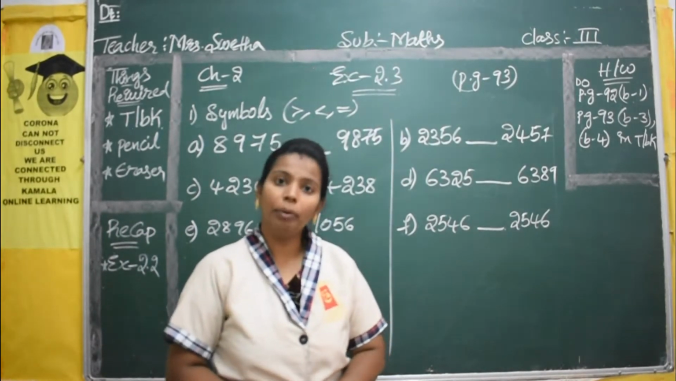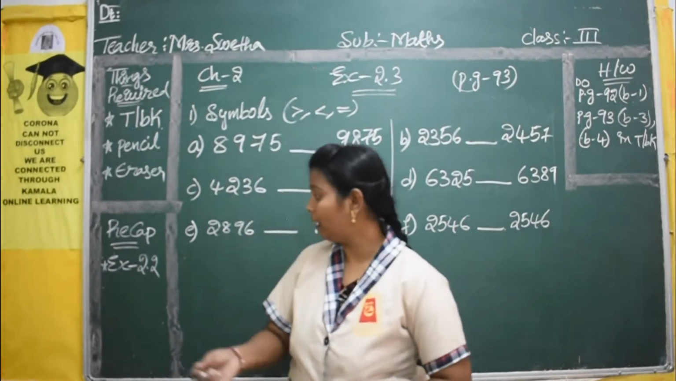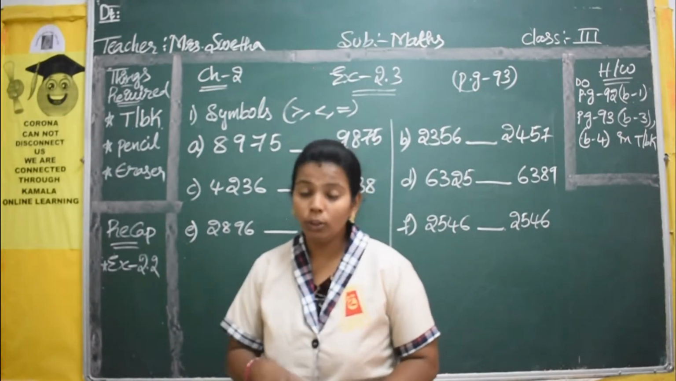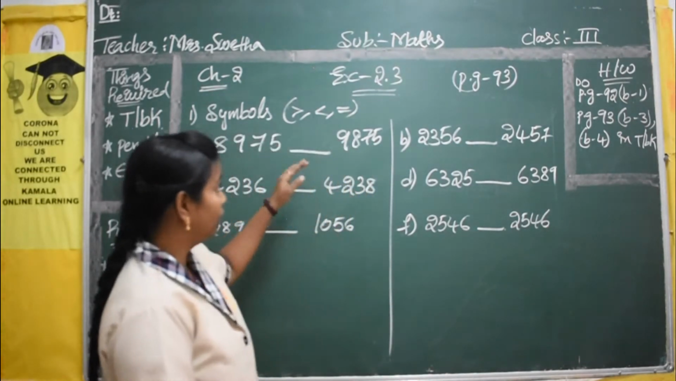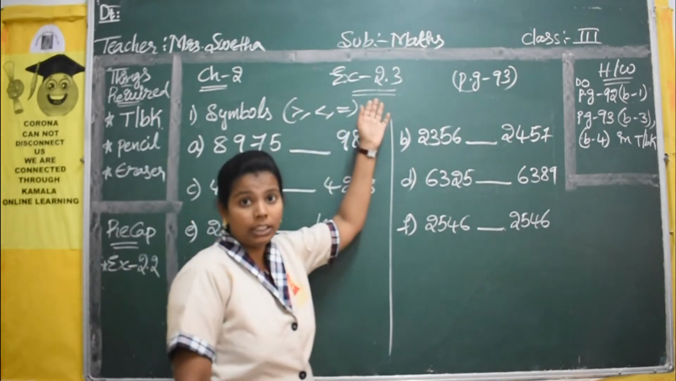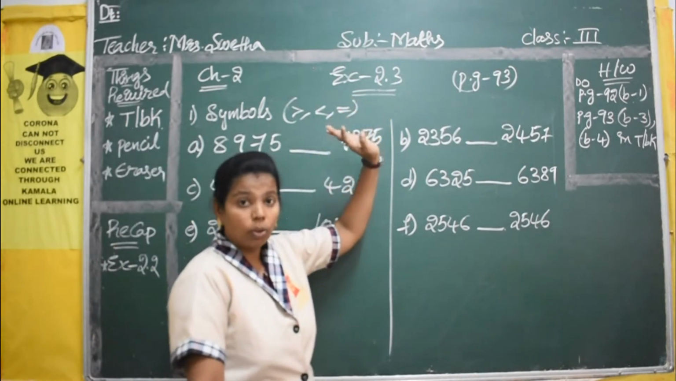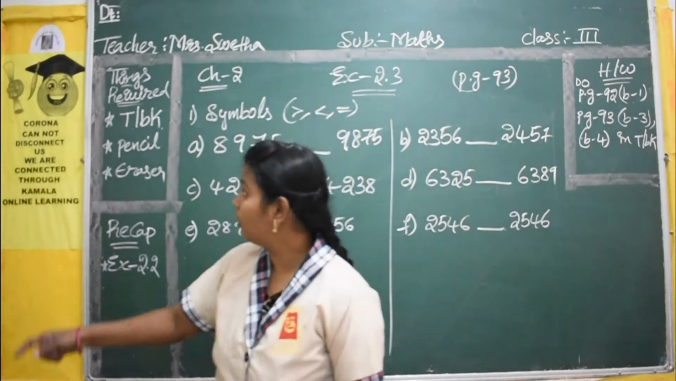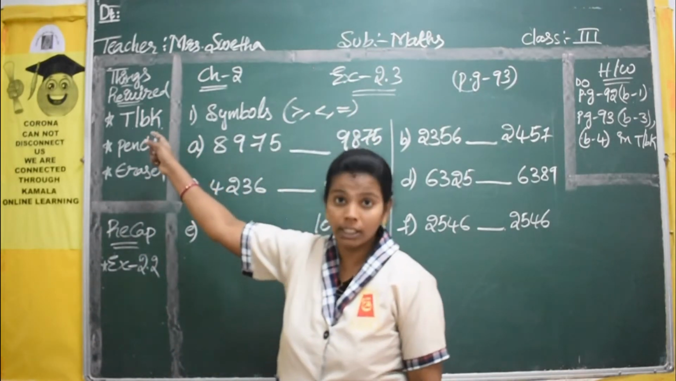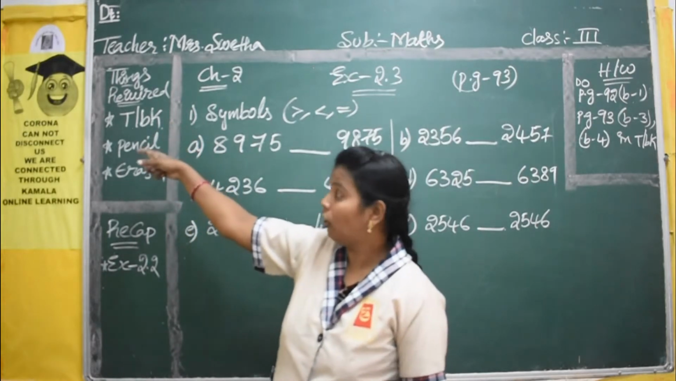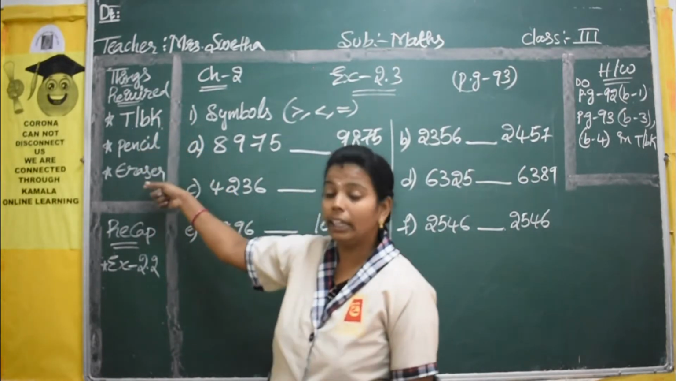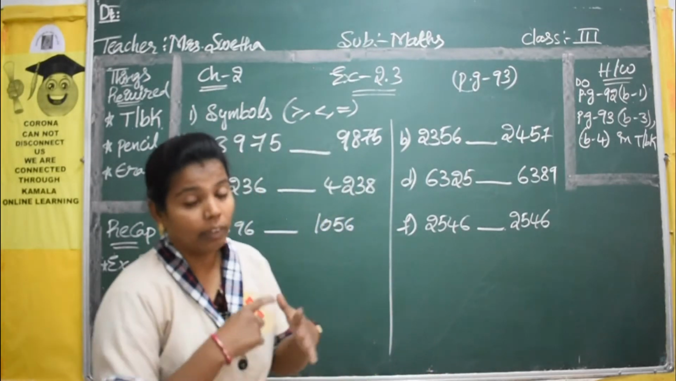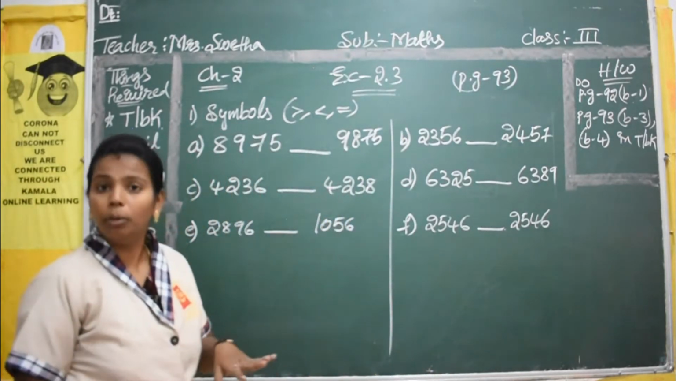Children, in the previous class we completed exercise 2.2. So in today's class we will start with exercise 2.3, children. To do this exercise you need your term book. Here I have written it, you can check it out and pick your things. Term book, pencil and eraser are required for today's class. Whatever we do here, we will do in the term book itself.